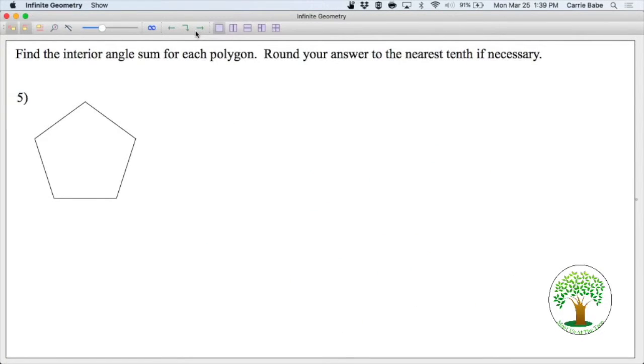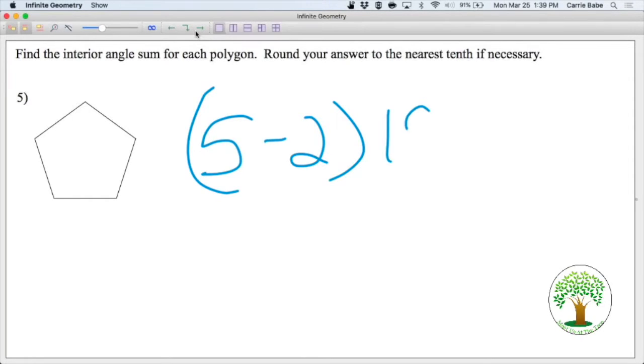Do number 5. How many sides are there on this one, Amy? I was going to say 3. Well, 5. Good. It would be 3. So it's 5 minus 2 times 180. Now I'm going to ask most of you to please plug it into the formula for me. You can do the 3 part if you want, but you don't have to. You can just put 3 times 180 into your calculator. You don't have to write that step if you don't want to.